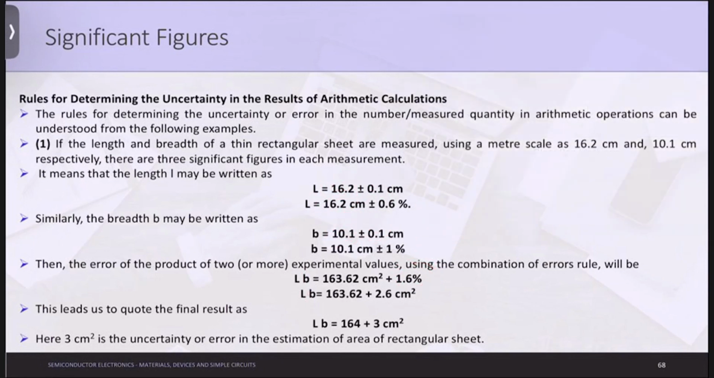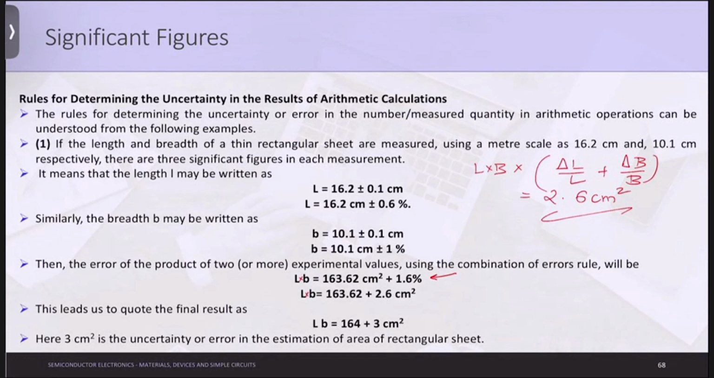So we have this answer as L multiplied by B, that is 163.62 centimeter square plus minus 1.6%. Also in the same terms, you can find the value as 2.6 centimeter squared. How will we get 2.6? That is L into B into delta L by L plus delta B by B. When you calculate it, you will get 2.6 centimeter squared. So that thing is also explained.